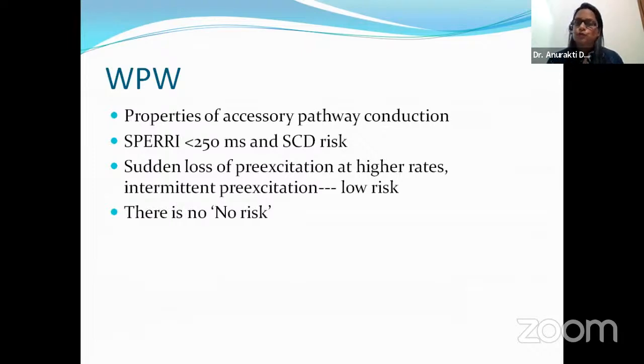So if it is more than 250, we are safe that there should not be a high risk event with this patient. But what I have written in the last is there is no risk. So there's no risk. There is either low risk or high risk. So high risk if SPERRI is short; if SPERRI is long, then we are at least assured that the incidence of sudden cardiac death or sudden event will be very less. So for counseling, and before the procedure also, if you have any doubt whether ablation is required, you need to counsel the patient that way.